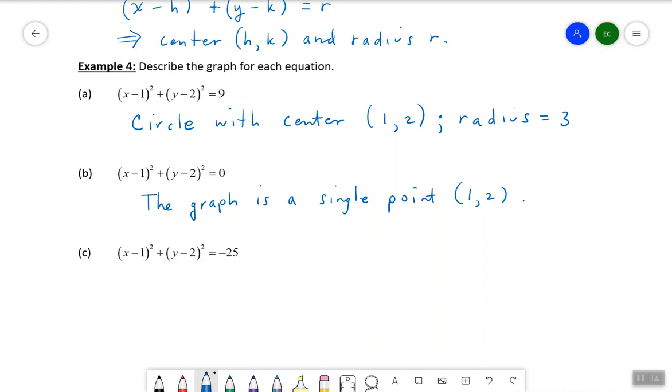So we say that the graph is non-existent, which is just a fancy way to say there is no graph, or there is no solution to the equation. That's the way we've said it in chapter 1. We talked about an equation with no solution. Here we say the graph is non-existent.